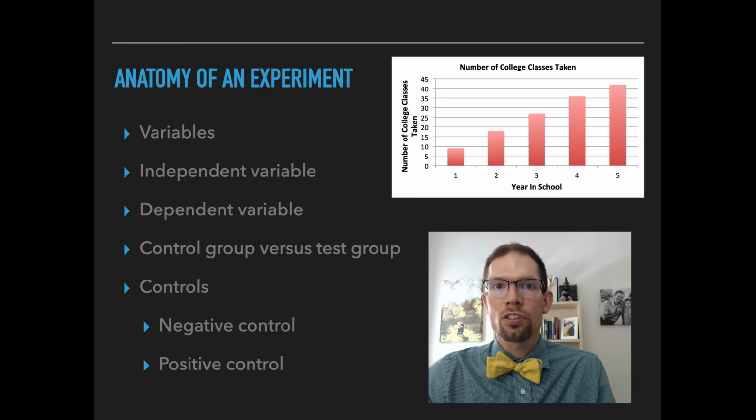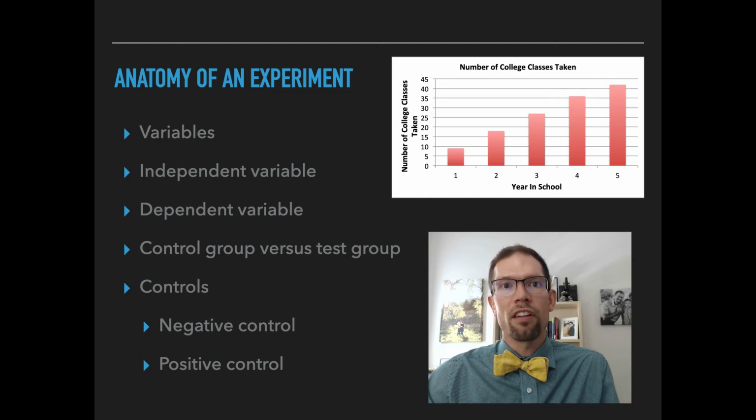A positive control, however, will be a group where you actually manipulate the independent variable, but the manipulation that you give it is known to actually have an effect on the dependent variable.